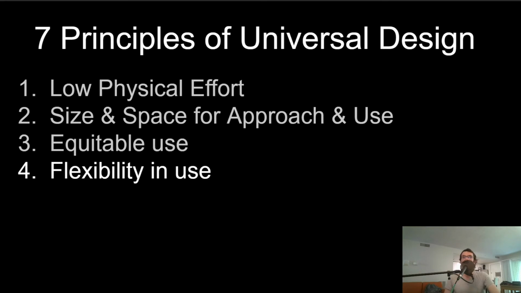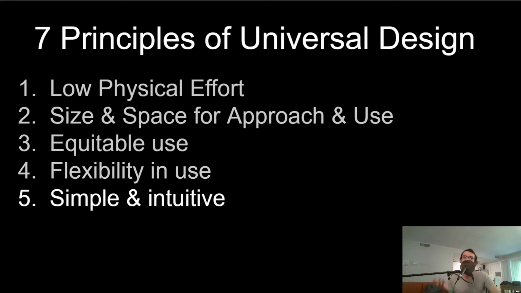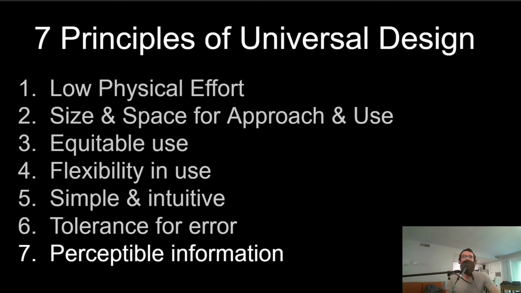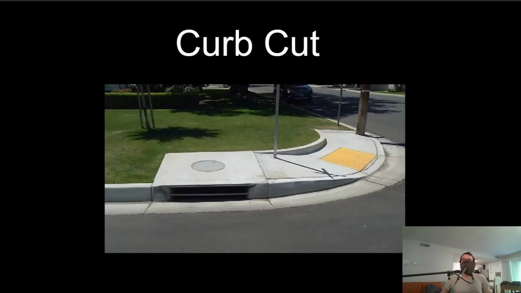Flexibility in use, that it's not a single thing, that it can be used in multiple situations and circumstances, that it is simple and intuitive. I would argue that's just a good design principle. Tolerance for error, it tries not to be too exacting of its users, and perceptible information, that the information regarding the product is readily accessible. And the classic poster child of universal design is the curb cut.